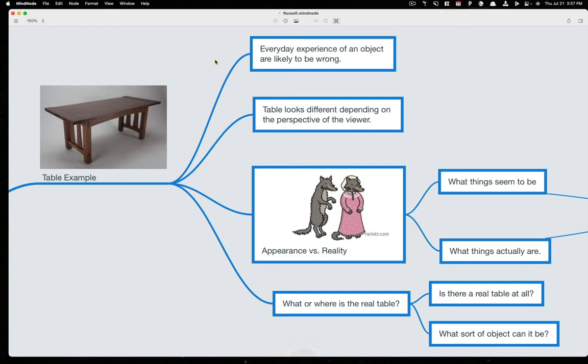And I say, well, is that what the table really looks like, the way it looks under the microscope? Or does the table really look like what it does under a magnifying glass? Or does the table really look like what we see with the naked eye? So it turns out I've now got three different views of what the table actually looks like.